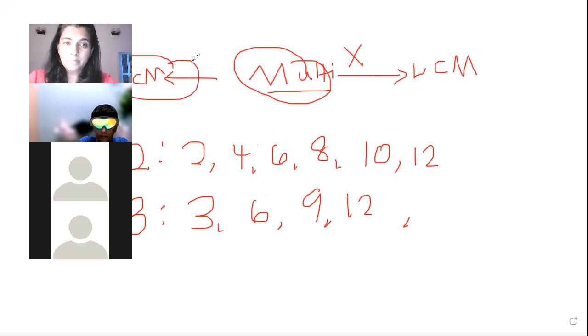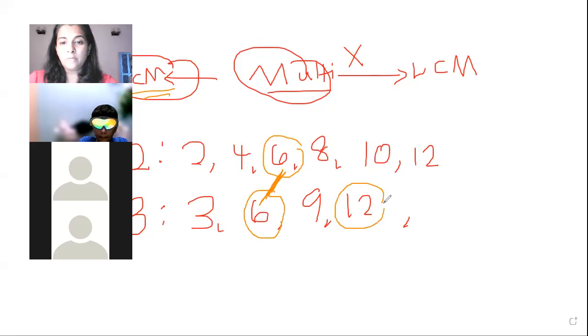And so what are common multiples then? Common multiples are multiples that are common for two numbers. For example, you look here, 6 and 6. This is called a common multiple. You have another common multiple, 12 and 12. You see that? So 6 is a common multiple for 2 and 3. 12 is another common multiple for 2 and 3. Got it?